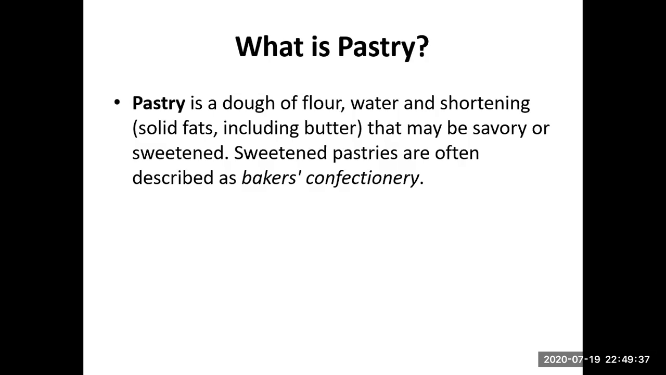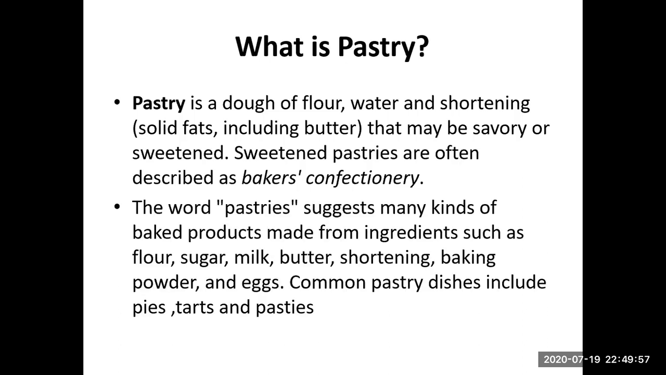Pastry is a dough of flour, water, and shortening. For pastry we mostly use shortening, a solid fat like butter or margarine. It may be savory or sweetened, and sweetened pastry we already know is described as baker's confectionery. The word pastry suggests many kinds of baked products made from ingredients such as flour, sugar, milk, butter, shortening, baking powder, and eggs.